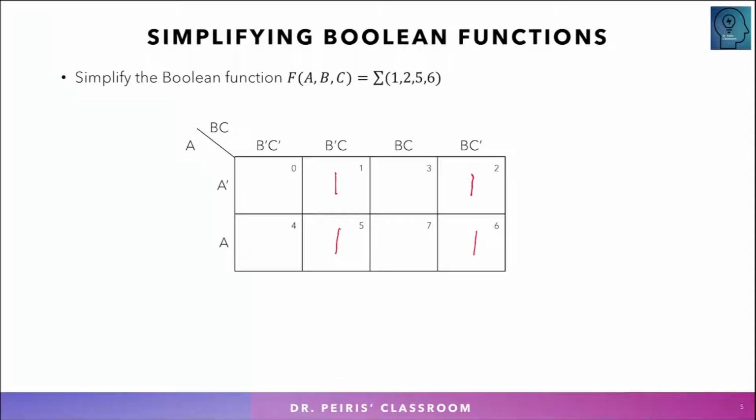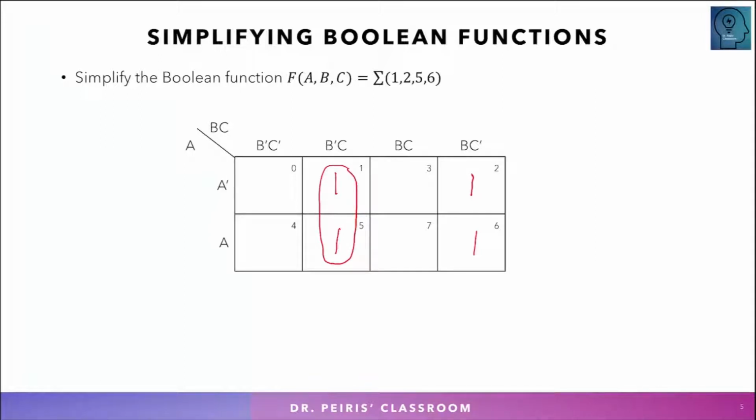Now how do we combine these? How do we group the ones? We need to group the adjacent ones. They could be adjacent either horizontally or vertically. You cannot use diagonal. It should be only horizontal or vertical. So in this case, we can see very easily that 1 and 5 are adjacent. So you can make a group here.